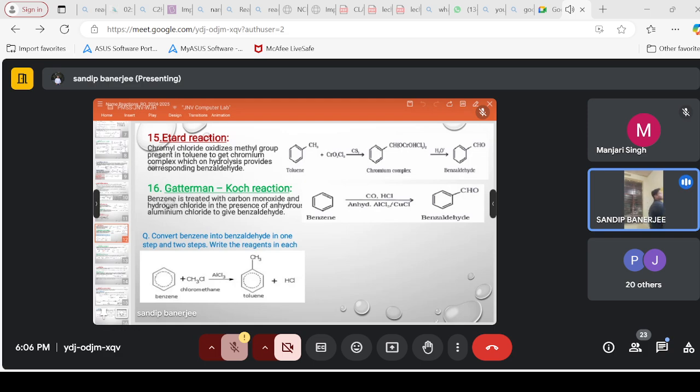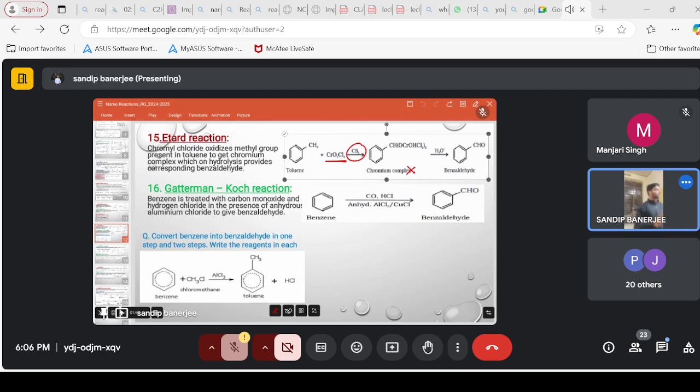So by this Etard reaction, the starting material is normal toluene. Here chromyl chloride, CrO2Cl2, and a non-polar solvent like CS2 are used. The intermediate is not essential, normally. And in the final stage of acid hydrolysis, you will get benzaldehyde as the product.